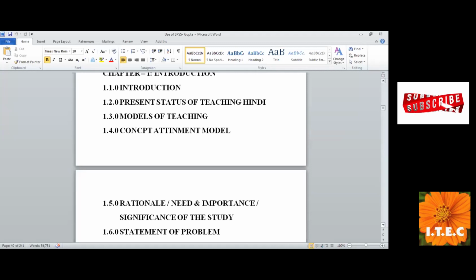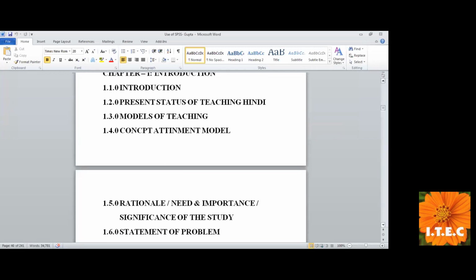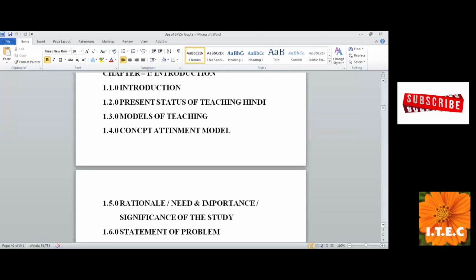So therefore, it's very important that you must know the theoretical framework very well. Under theoretical framework, here I have given 1.2.0, 1.3.0, and 1.4.0 as the main headings. Well, it's up to you whether you want to write 1, 2, or 3. That all depends upon you. But after that, it will be the rationale.